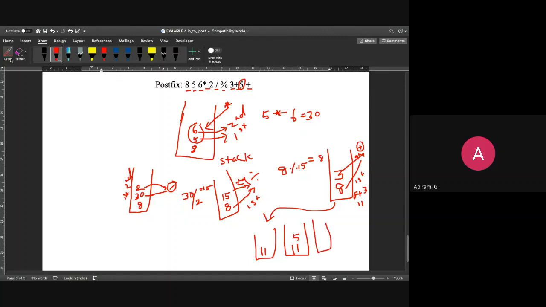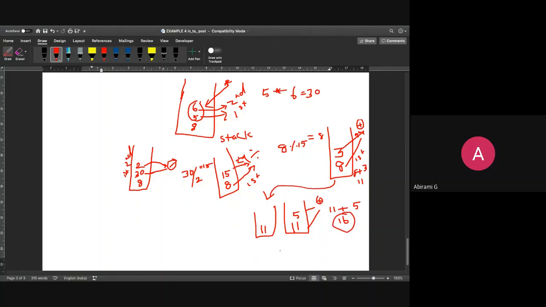What operation do we need to perform? We have to do addition, because we encountered plus. So 11 plus 5, because this is the first operand and this is the second operand. 11 plus 5 is 16. So our result is 16, and again we put the result 16 back onto the stack.